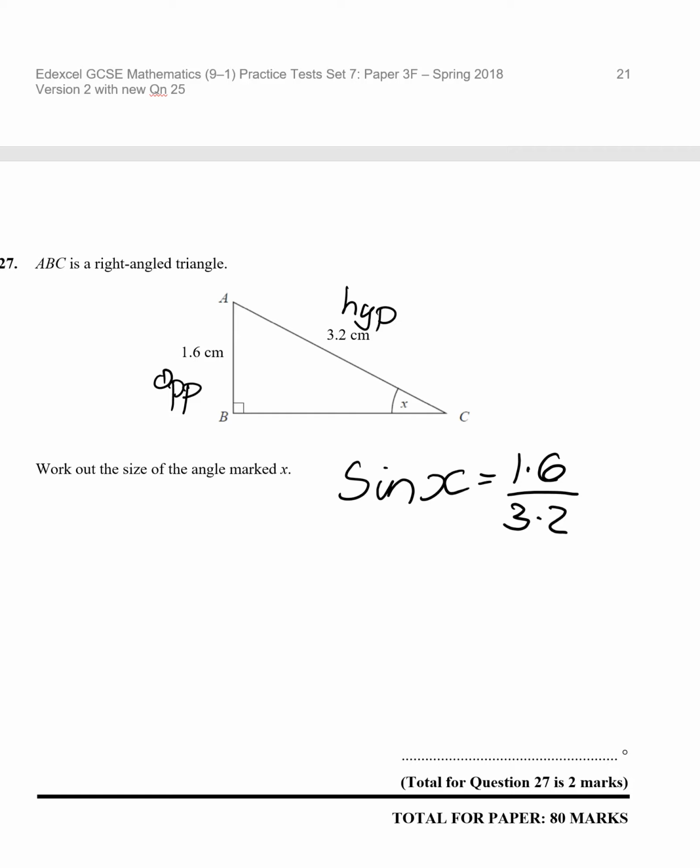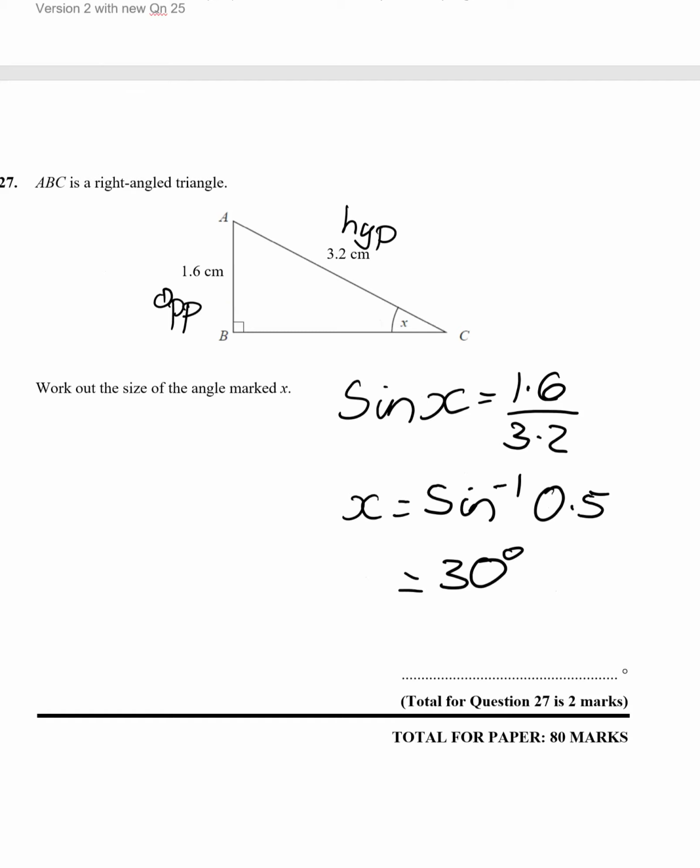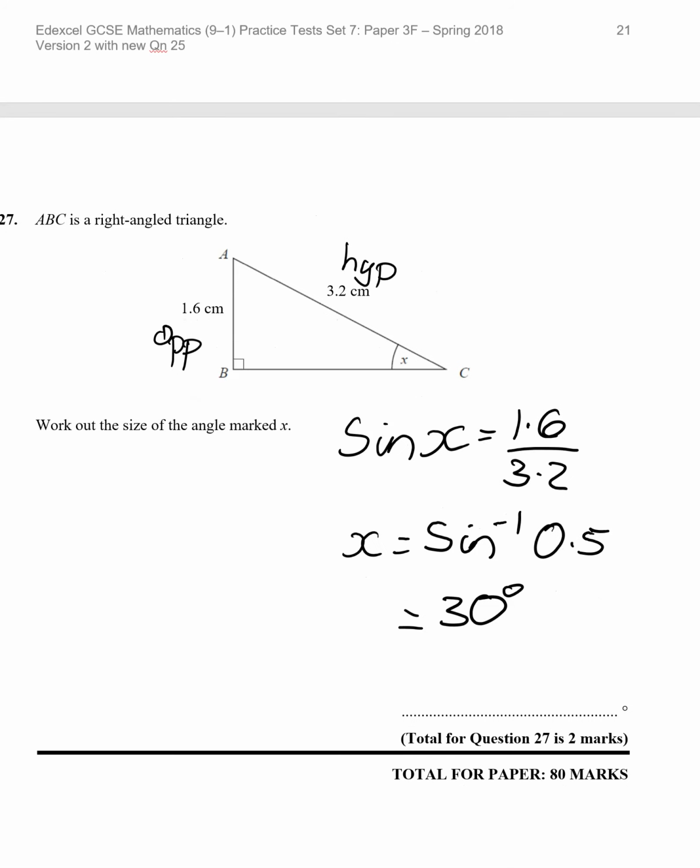So actually, we can do this on our calculator. X, remember when we do the angle, we have to do the inverse, that little -1 of 0.5. So X actually is 30 degrees. And that's the end of the paper. A lot of ratio there.